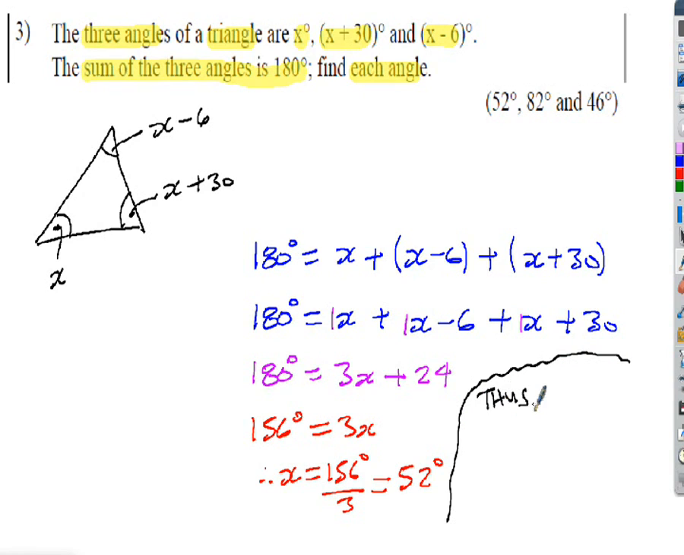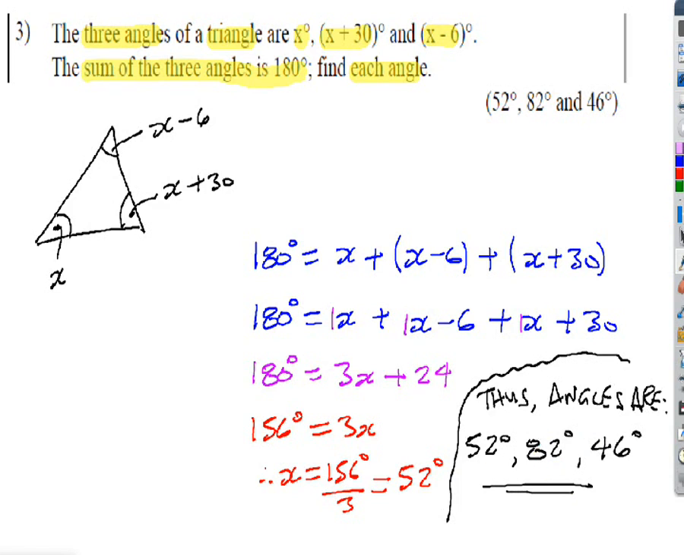Thus our three angles. So 52 degrees from our calculations. Adding 30 degrees to that, that's going to be 82 degrees. And subtracting 6 from 52, that will give us a value of 46 degrees. So those are our three angles for this particular triangle, given the parameters in the question.